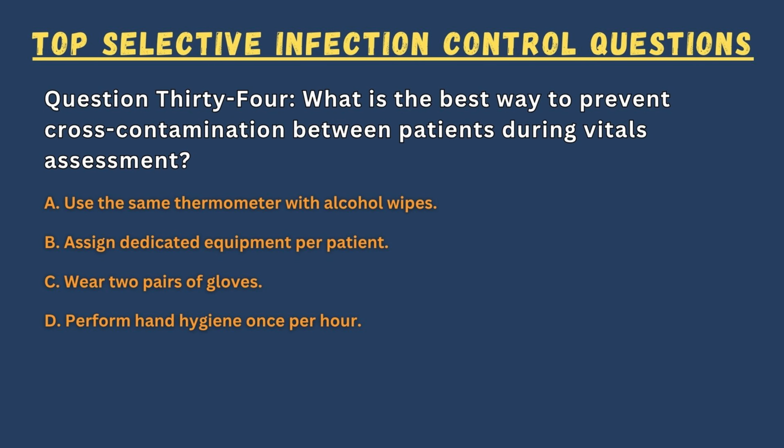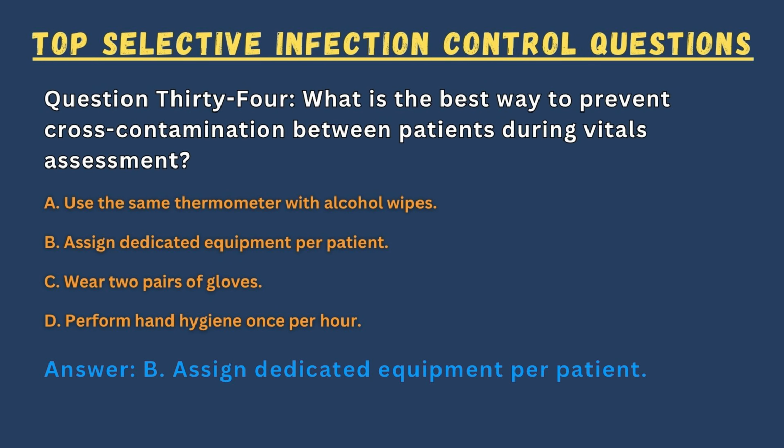Question 34. What is the best way to prevent cross-contamination between patients during vitals assessment? A. Use the same thermometer with alcohol wipes. B. Assign dedicated equipment per patient. C. Wear 2 pairs of gloves. D. Perform hand hygiene once per hour. Answer: B. Assign dedicated equipment per patient.